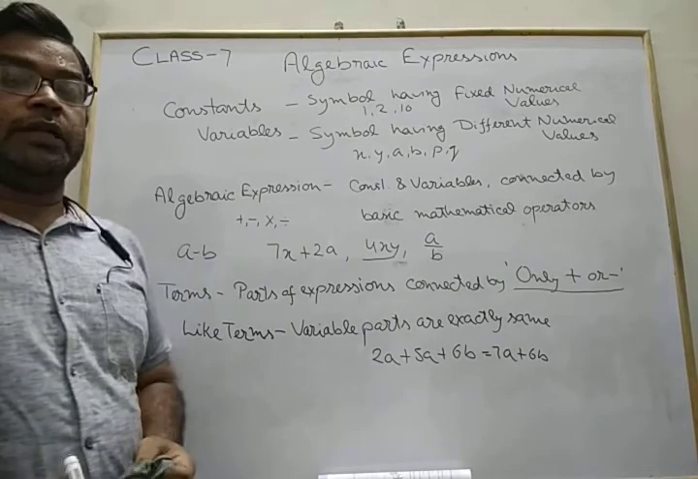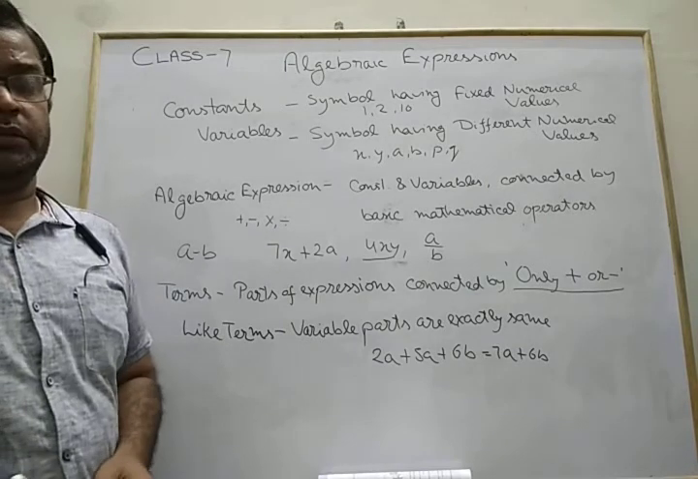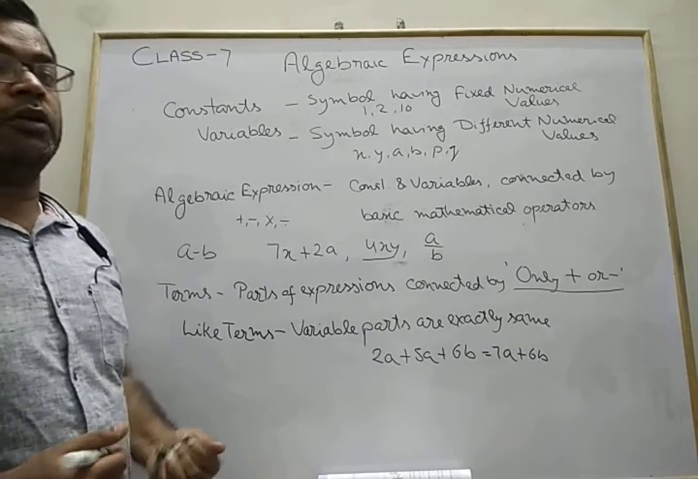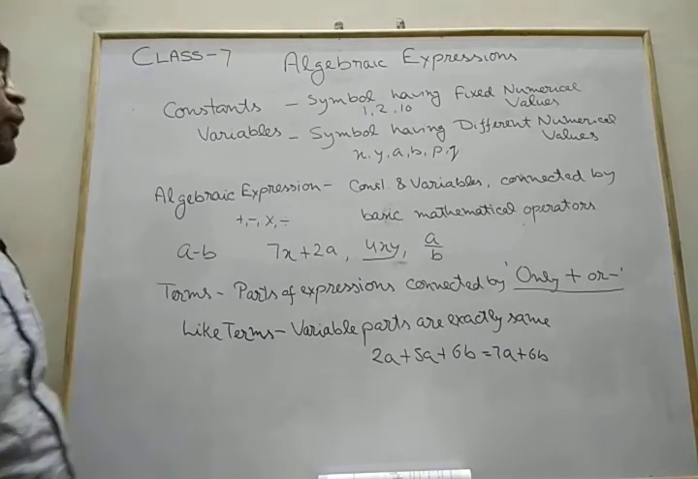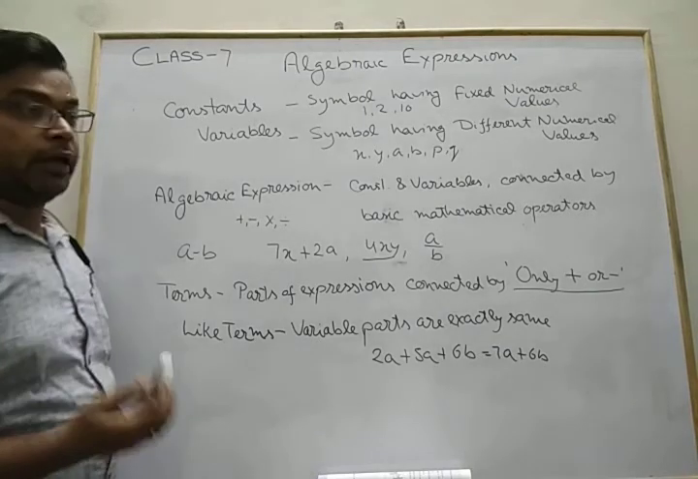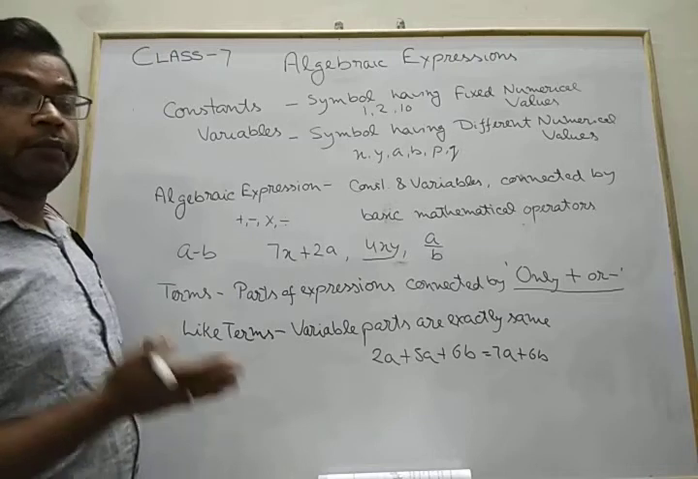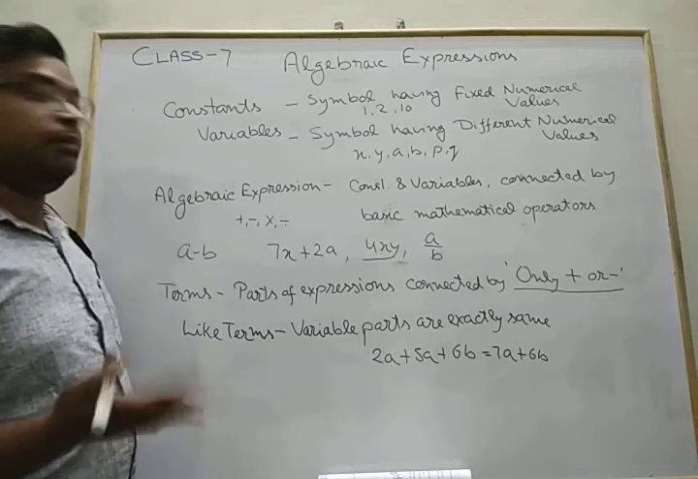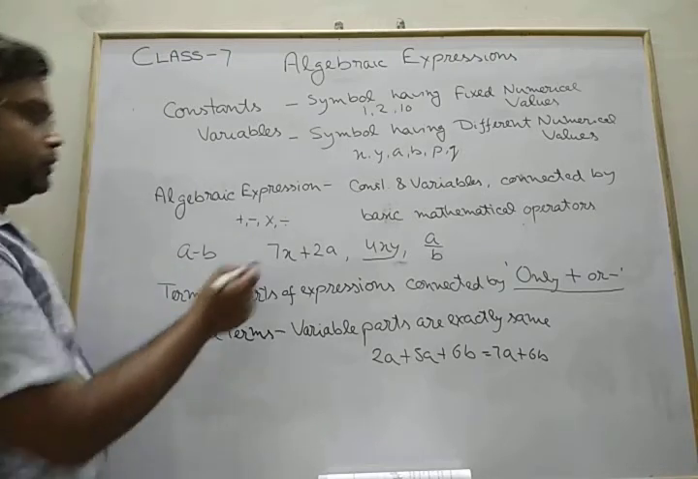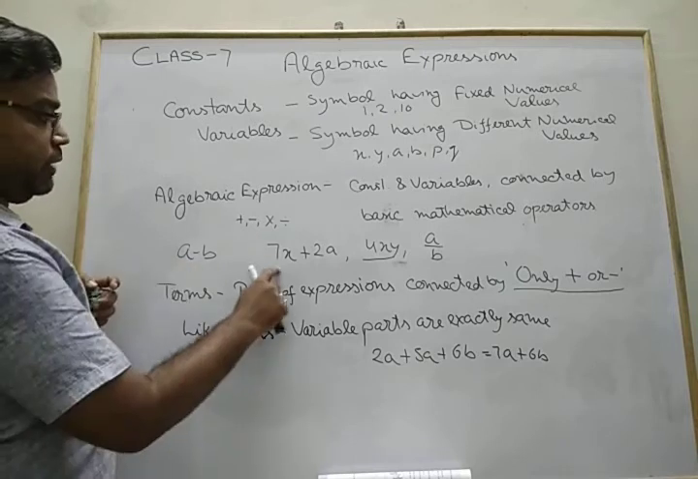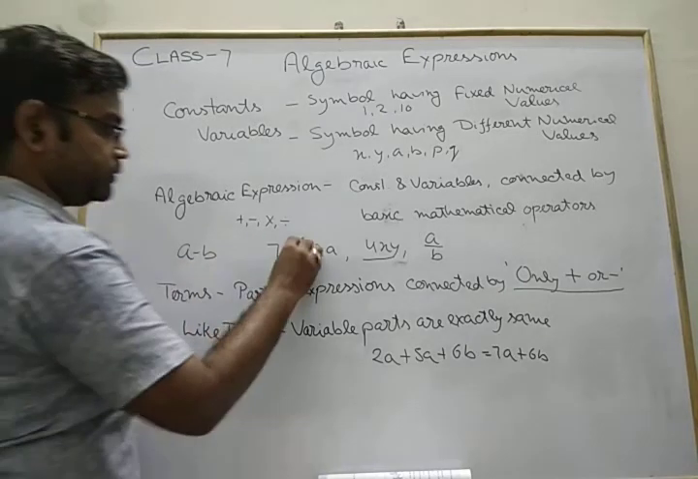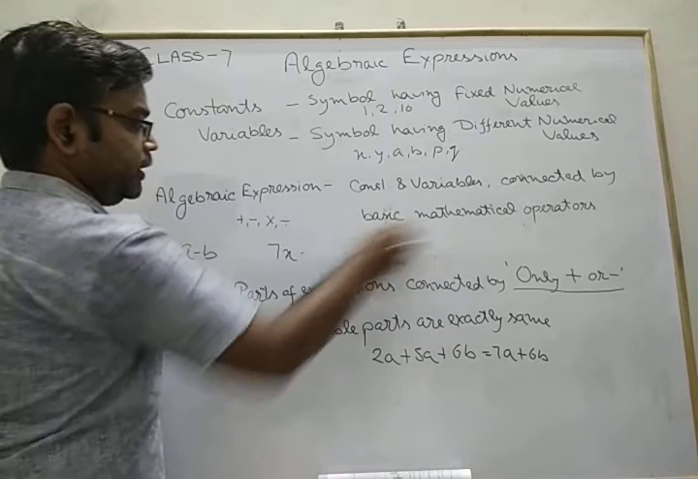Then after that we have coefficients. We already discussed that in class 6, what are coefficients? Coefficients are the factors of the given terms. It may be a variable, it may be a constant. For example, I am taking the example of 7x plus 2y. I am writing all the examples so that you can easily understand.